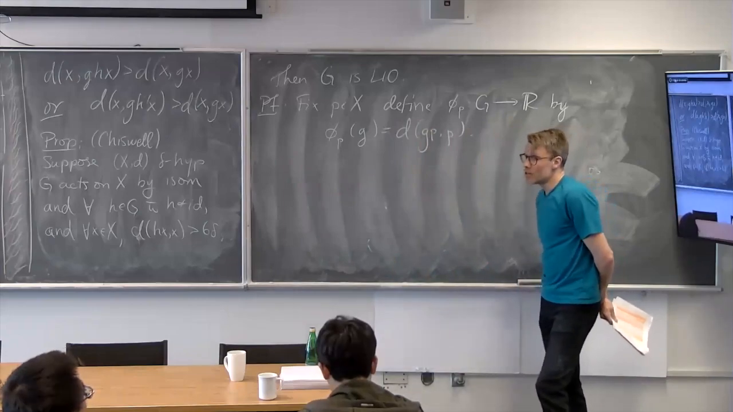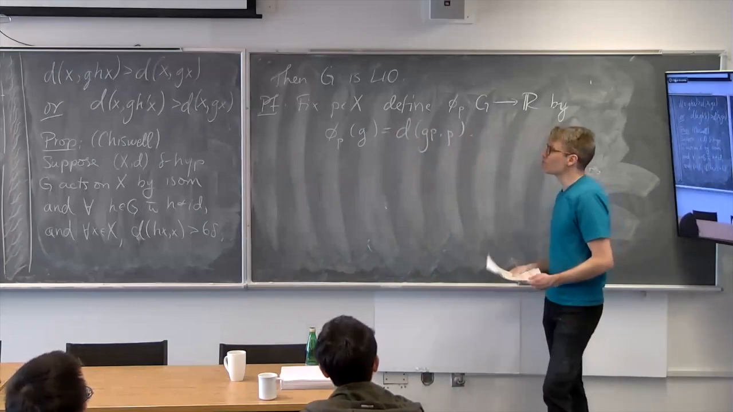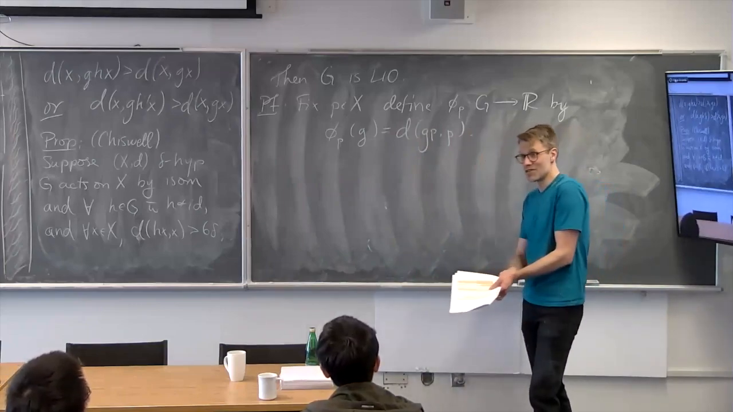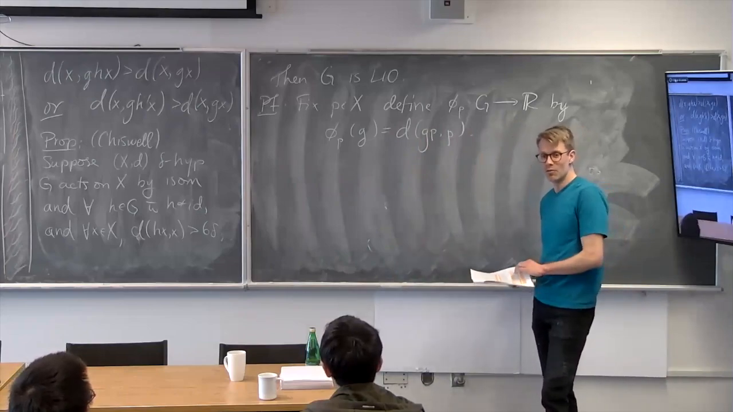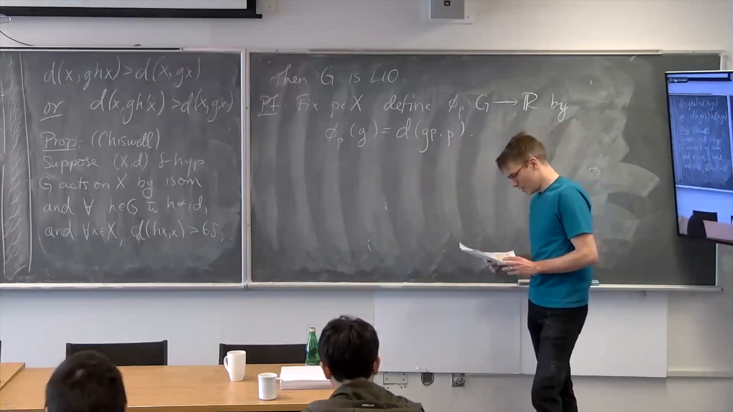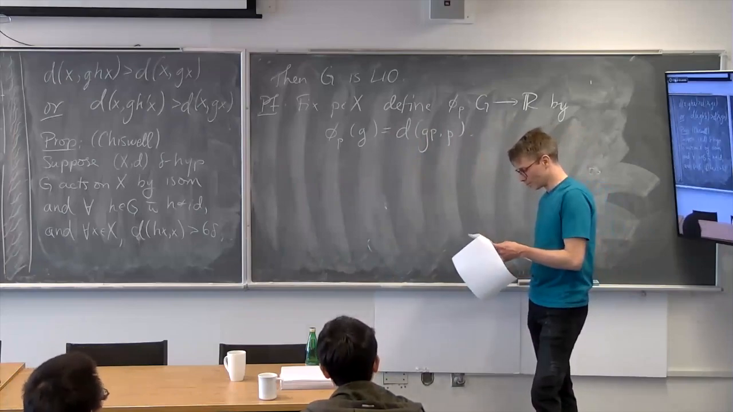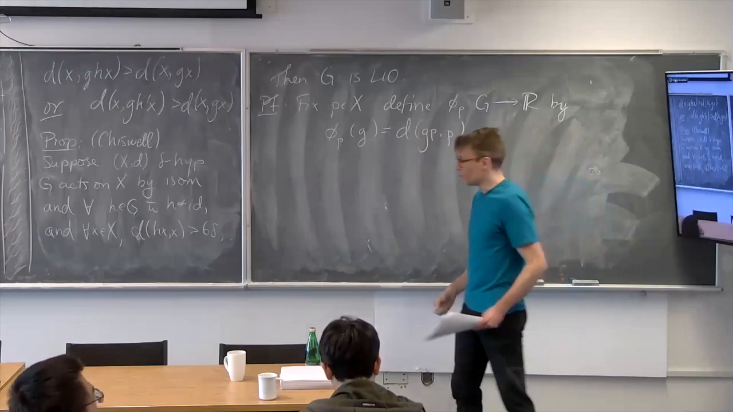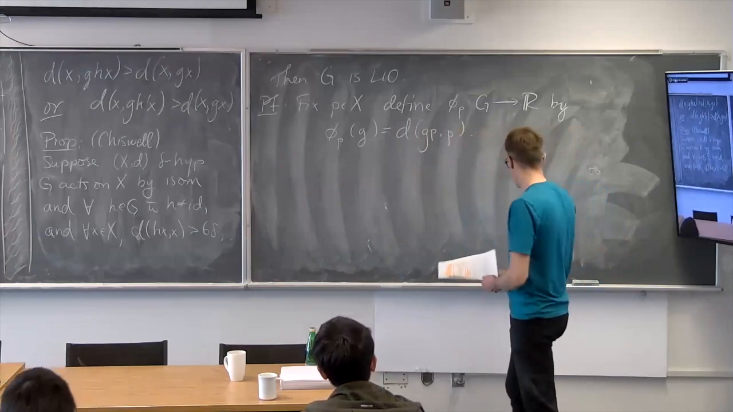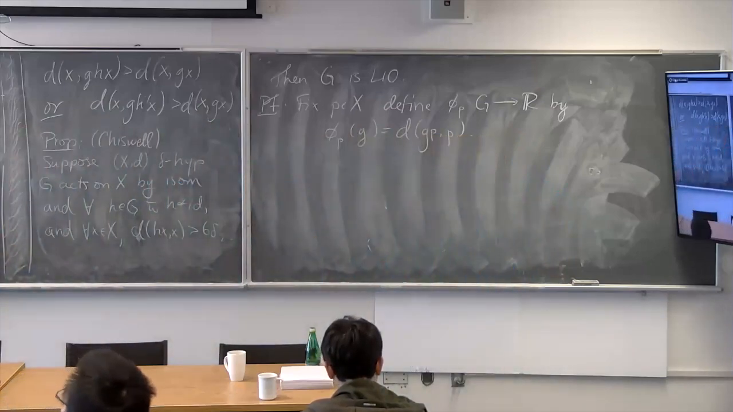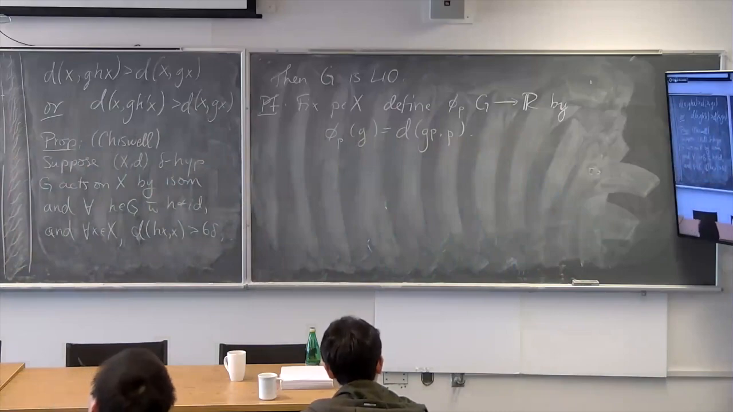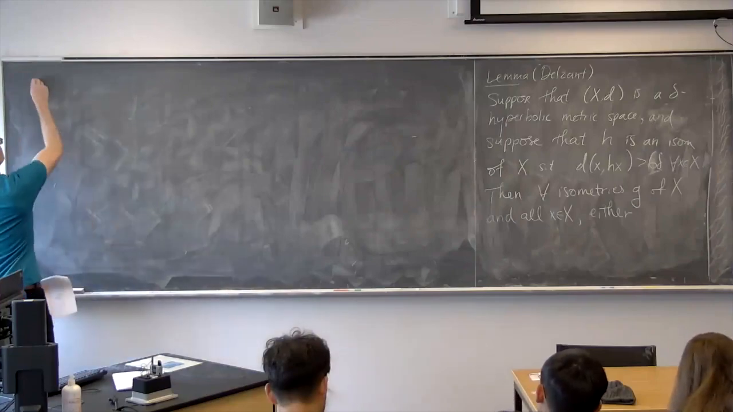So the challenge is to make groups that act on delta hyperbolic metric spaces that move points really far, but aren't left orderable. And then we'll be able to come up with an example of a group which is not left orderable. There's a whole bunch of consequences of this that I could start listing off. I'll say one, but not prove it, and this is the one that I liked.